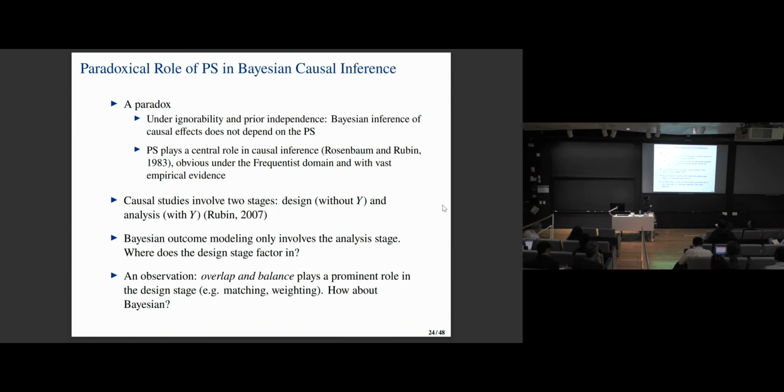Then I realized a very important observation: if you do causal inference with propensity scores, you know that the concept of overlap and the covariate balance between the two groups plays a central, prominent role in the design stage. People do matching and weighting so that the two groups look very similar. How about Bayesian? If you just fit a model, it seems that you don't get anything.